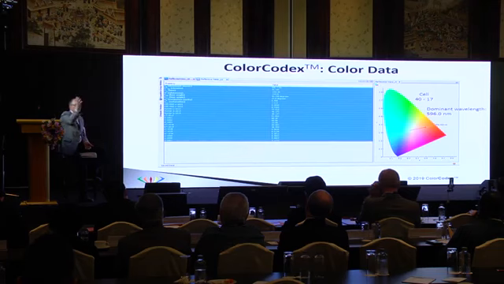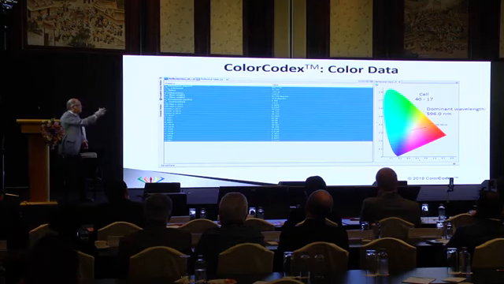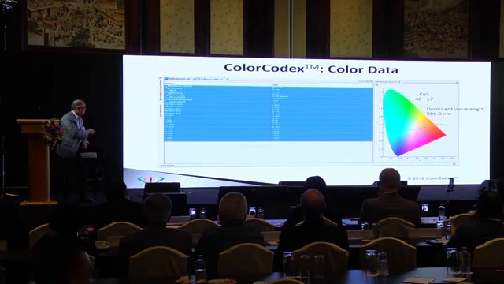Even consumers, when they go out and they look at a rainbow, you have the ROY G. BIV: red, orange, yellow, green, blue, violet. These are all wavelengths in the visible spectrum.